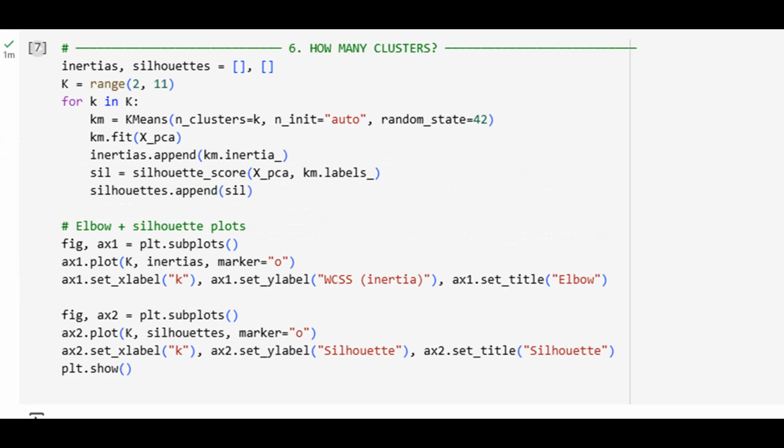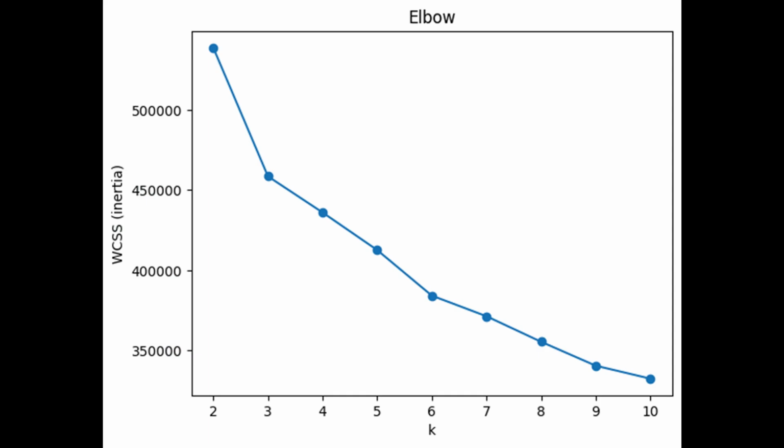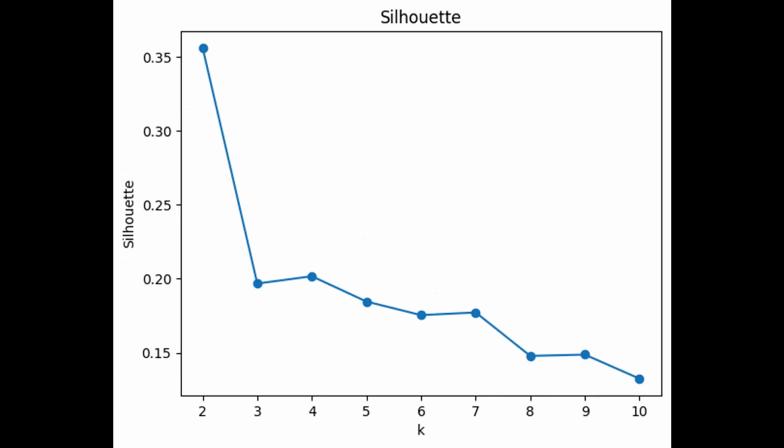Determining the optimal number of clusters is critical. We use two trusted heuristics, the elbow method, which analyzes inertia, and the silhouette score, which measures cohesion versus separation. These plots guide us to a balanced k-value, striking a trade-off between underfitting and overfitting. This step is like deciding how many product lines to optimize for in a factory: too few, and you oversimplify; too many, and you over-engineer.